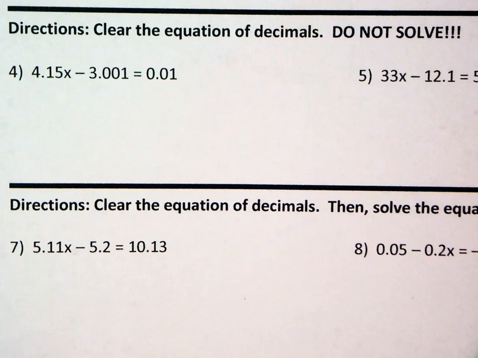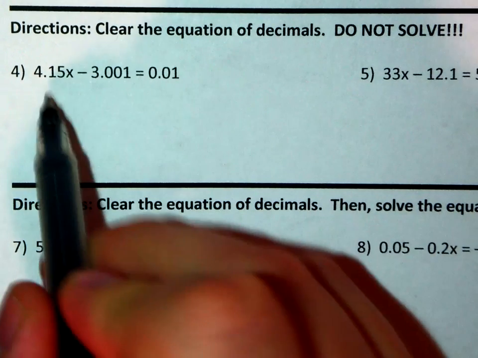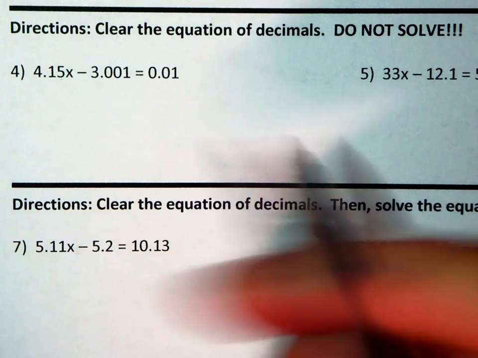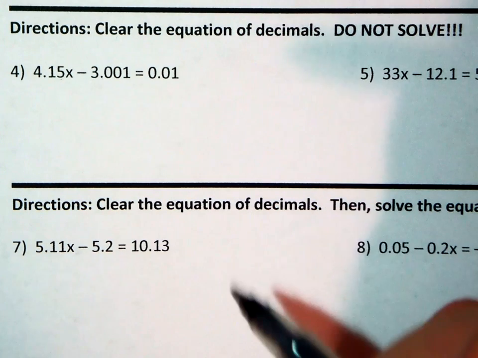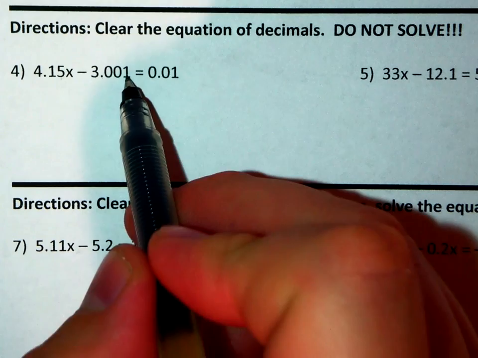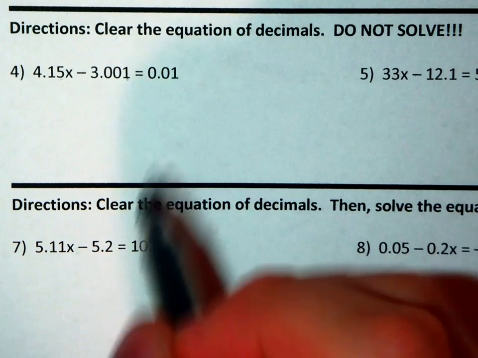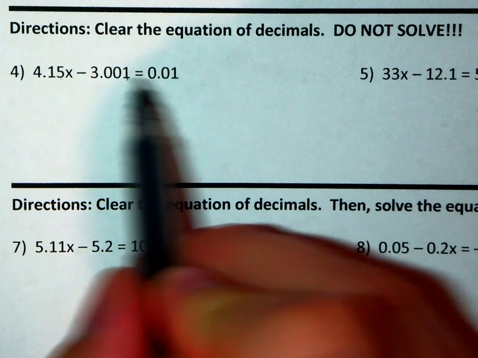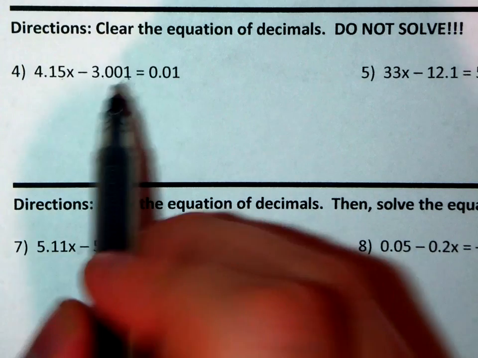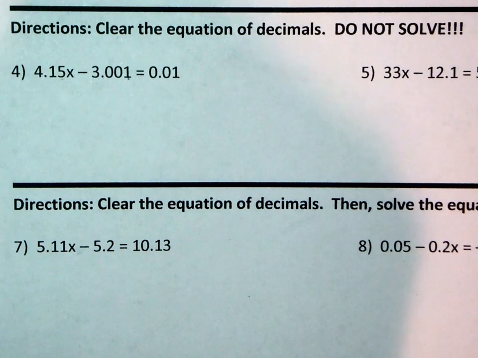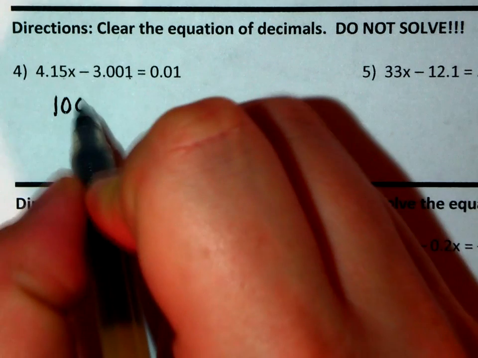Question number 4 now says to clear the equation of decimals. It does not say to solve. So, looking at number 4, again, 4.15, if we multiply that by 100, that will clear the decimal. 3.001, well, that would require us to multiply it by 1,000 to clear the decimal. And 0.01, again, 100. Well, the lowest number that we can multiply into all three of these that actually clears us of decimals is 1,000, because our middle term requires 1,000 to clear that decimal. So, I'm going to multiply every number times 1,000.